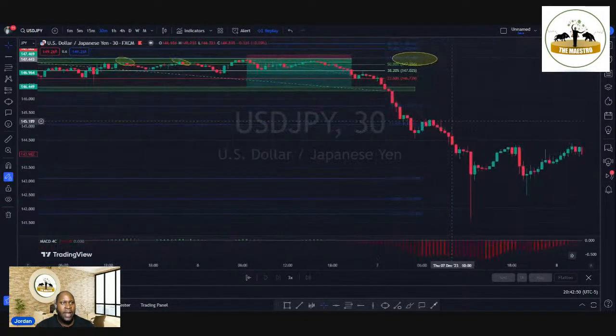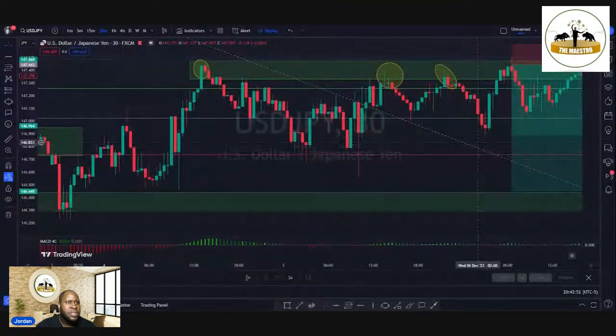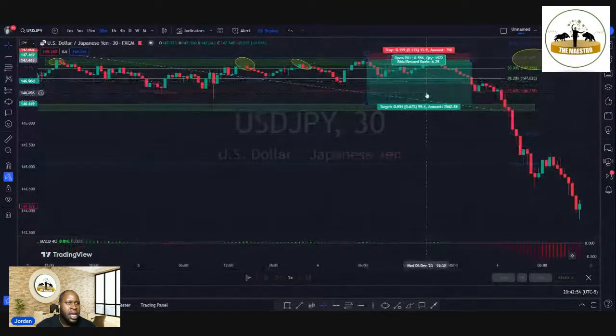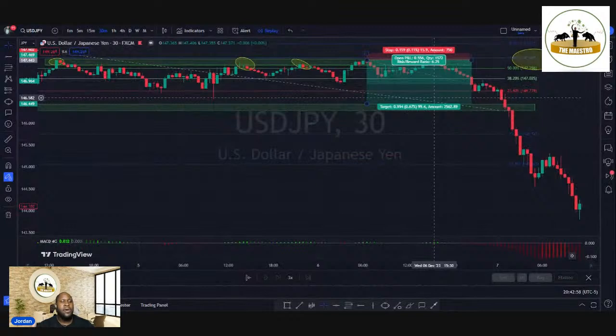So we had a 15 pip stop loss. Our TP is 100 pips, 99.4. 15 pip stop loss, and our TP is 100 pips. What is that? That's close to 1 to 7, 1 to 6 point something maybe, right? Let me see. Yeah, I think so. Just short of a 1 to 7.